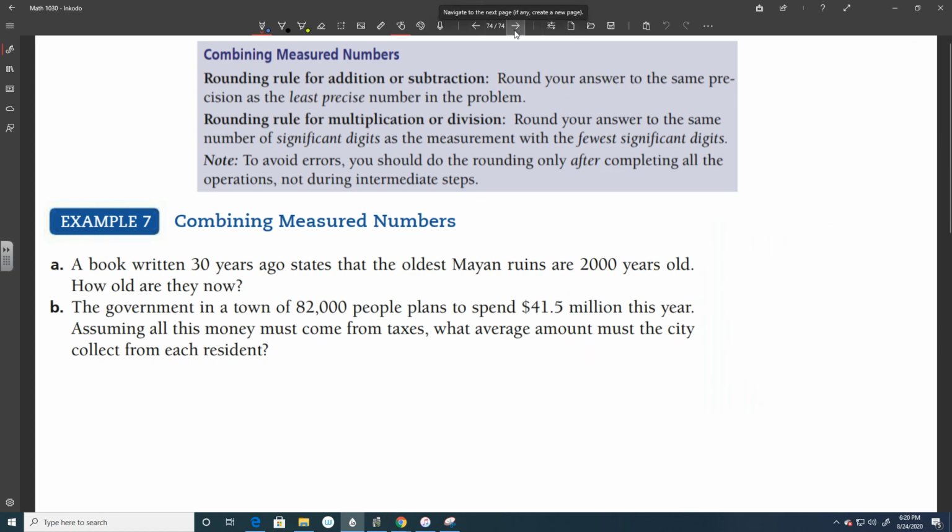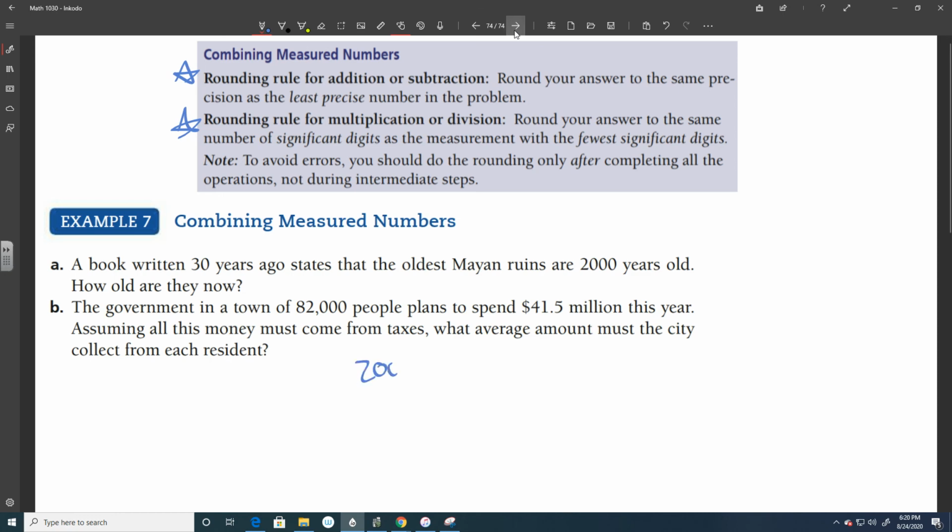There's a couple of things you have to be careful about when you combine numbers together that have been rounded. So there's 2 rules up here: rounding if you add and subtract, and rounding if you multiply and divide. So for example, a book was written 30 years ago, and it says the Mayan ruins are 2,000 years old. So how old are they now?